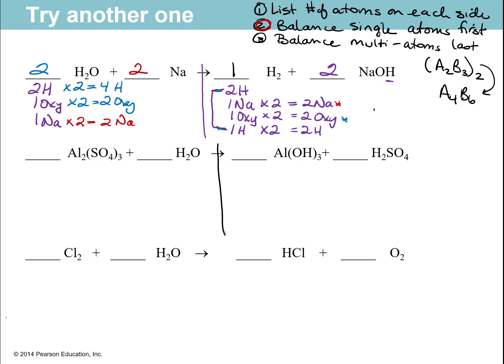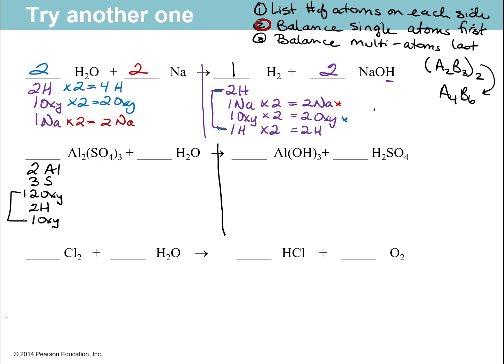How many aluminum in Al2(SO4)3? 2 aluminum. How many sulfur? 3 sulfur. How many oxygen? 4 times 3 is 12. And then we still have H2O on that side. So H2O, how many hydrogens? 2 H's and 1 more oxygen. So link the oxygens together because they're on the same side. Remember, do those last.